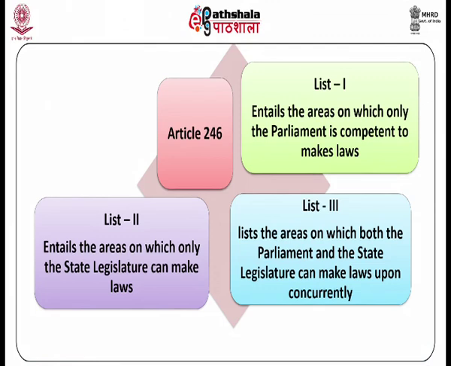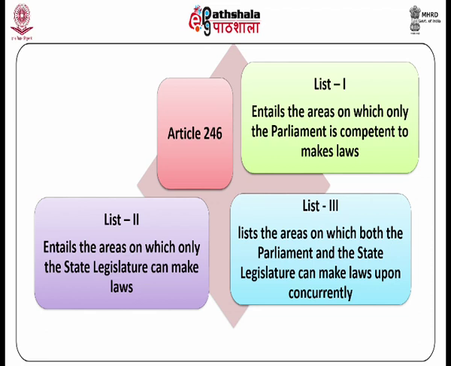Next, Article 246 regarding the legislative powers of making laws. Article 246 of the Indian Constitution distributes legislative powers, including taxation, between the Parliament and the state legislature. Schedule 7 enumerates these subject matters with the use of 3 lists. List 1 entails the areas on which only the Parliament is competent to make laws.